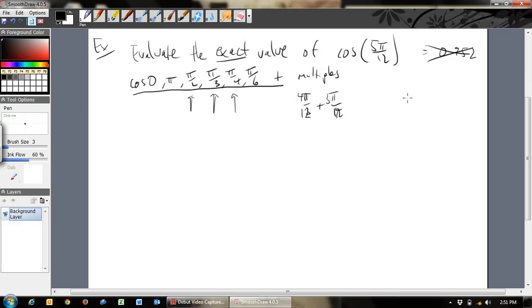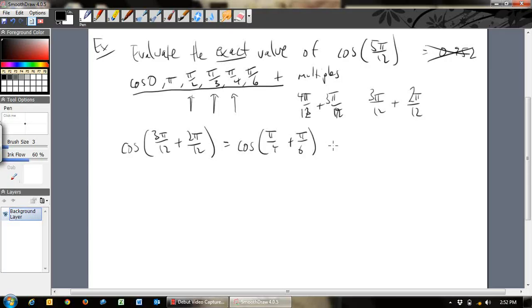What else could we do? Could we use pi on 6? Oh yes, pi on 6 is 2 pi on 12, and we want 5 pi on 12, so we want 3 pi on 12 added to that. And 3 pi on 12 is pi on 4. So we want cos of 3 pi on 12 plus 2 pi on 12 to give us cos 5 pi on 12. That is cos of pi on 4 plus pi on 6. Beauty.